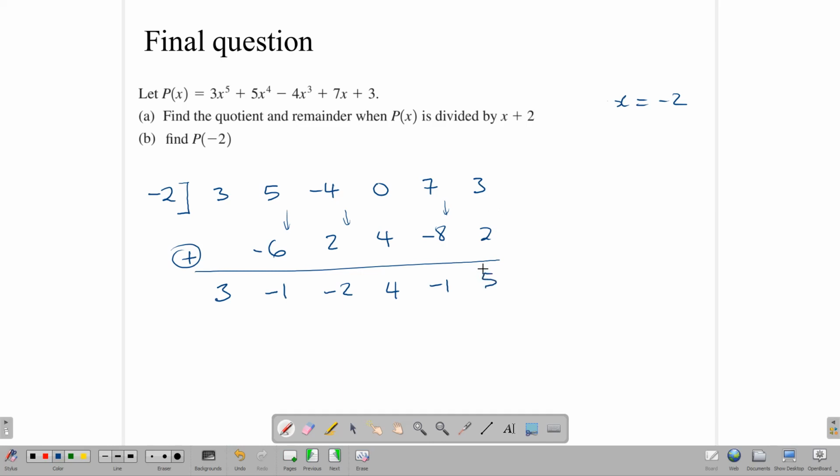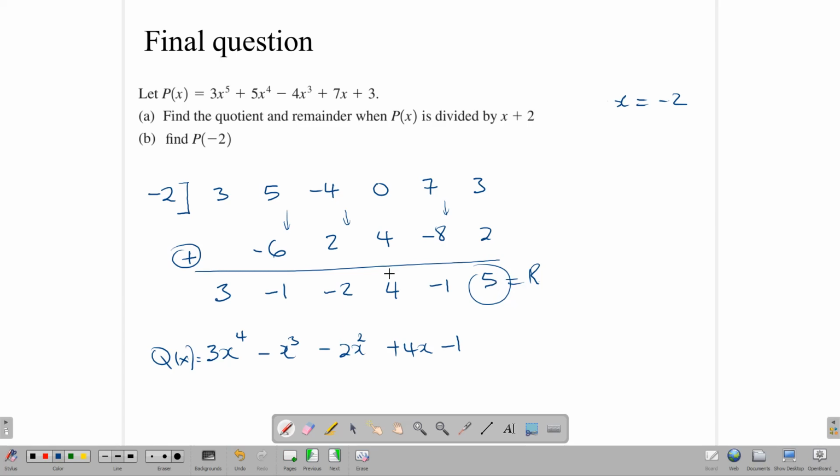So what is our quotient? First, our quotient. Remember, this started at x to the 5th power, so we must start at 1 degree less, which is 3x raised to the 4th minus x to the 3rd minus 2x squared plus 4x minus 1. So this is our quotient. Let's call it q of x. That's our quotient. And our remainder is this. Our remainder is positive 5.